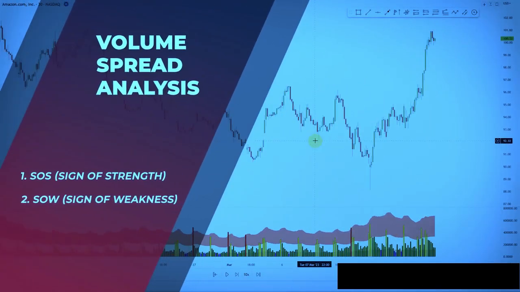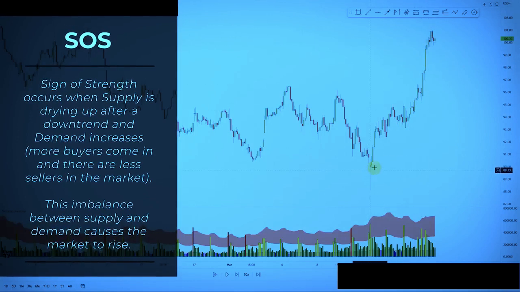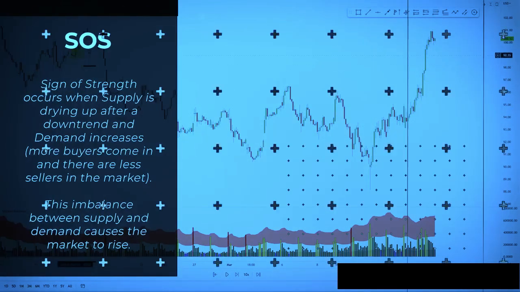Now, VSA can seem difficult, but I'll try to keep it as simple as possible. There are 2 major applications of VSA, namely sign of strength and sign of weakness. Sign of strength occurs when the supply is drying up after a downtrend and demand increases, meaning more buyers come in and there are fewer sellers in the market. This imbalance between supply and demand causes the market to rise.